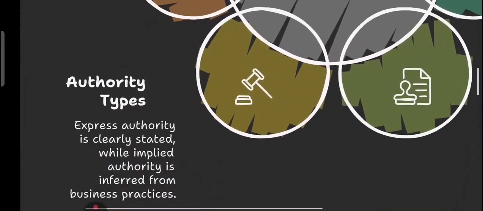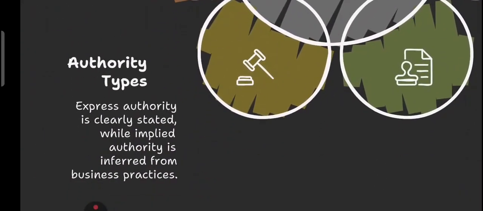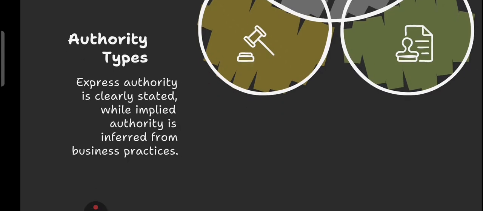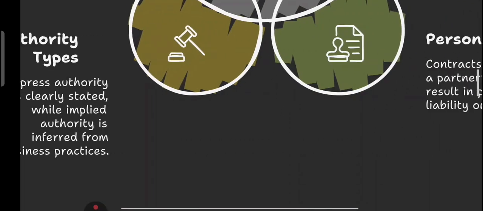Now have a look on the authority types. So two types of authority are there. Express authority, which means it is explicitly given, clearly stated, and then we have implied authority. Implied authority means it is inferred based on the firm business practice and how things have been done in the past. That is called implied authority. So two kinds of authority are there. Express authority means something that is given explicitly and clearly stated. And implied authority means it is inferred based on the firm business practice and how things have been done in the past.